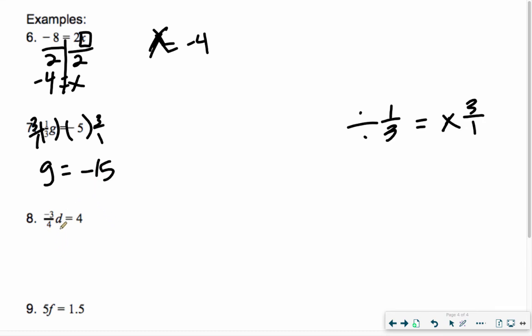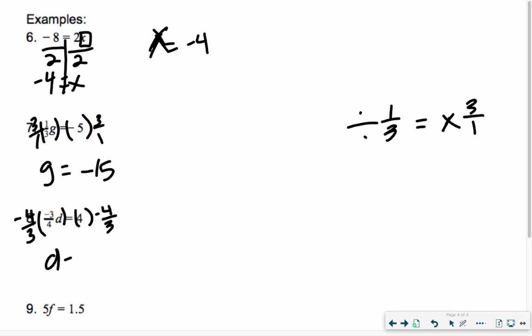All right, number 8. -3/4 d equals 4. Again, I have a fraction as the coefficient. That means this is being multiplied. So to undo multiplication, I divide, but if it's a fraction, I need to multiply by the reciprocal, making sure you keep the sign. So I'm going to multiply this by -4/3. So this was a negative fraction. This stays a negative fraction. Multiply this also by -4/3. So this cancels to be a 1.